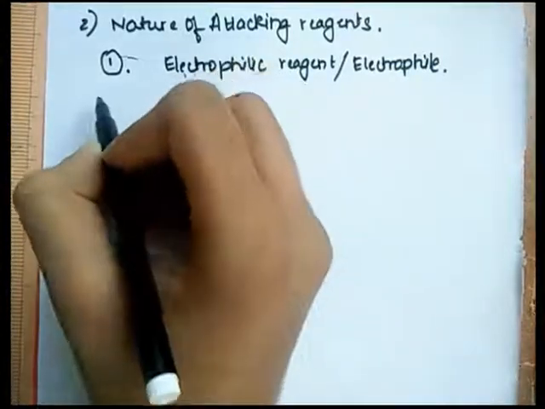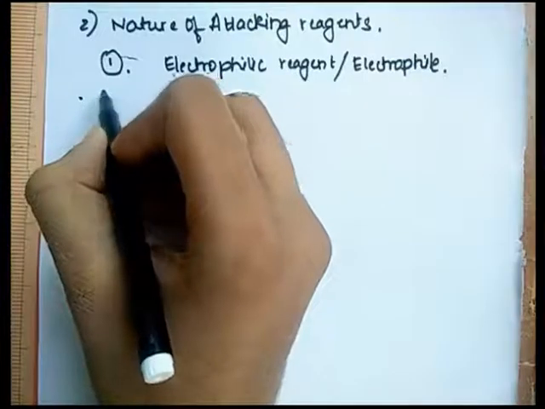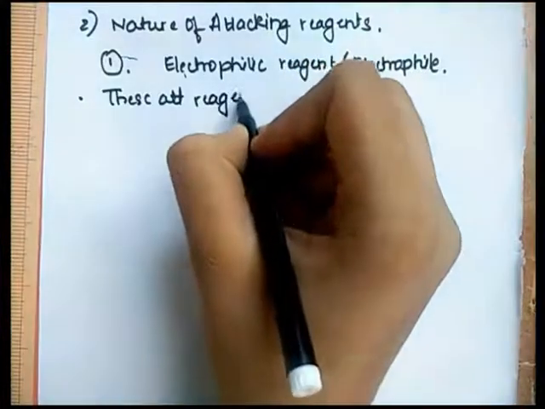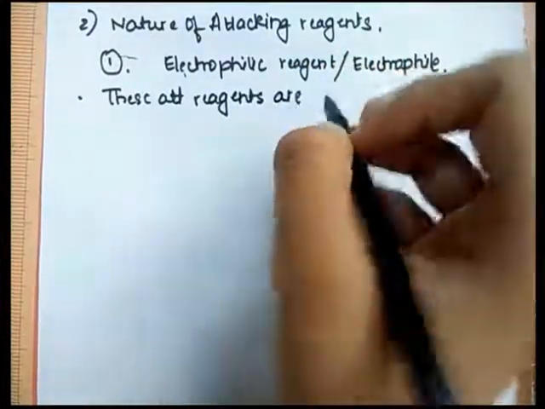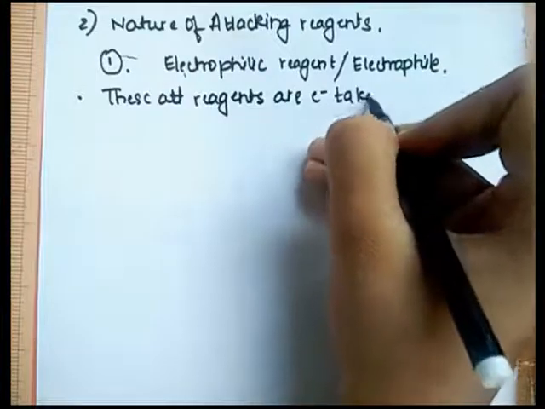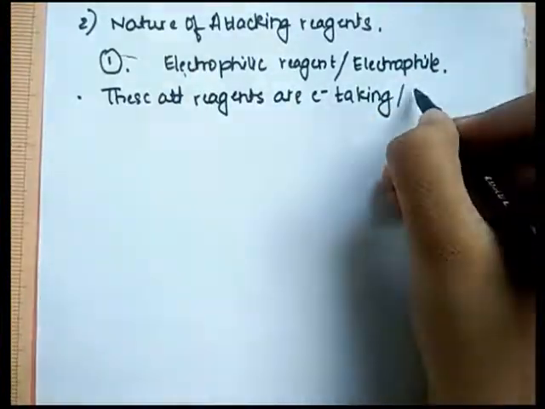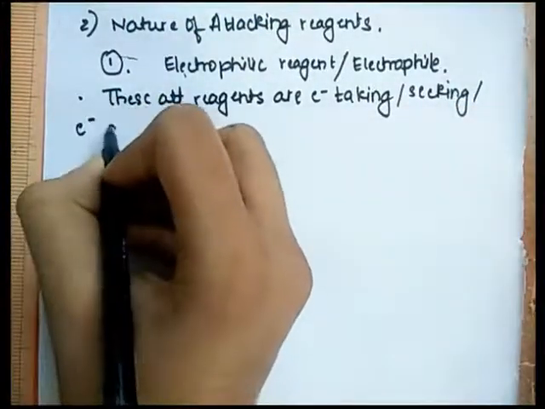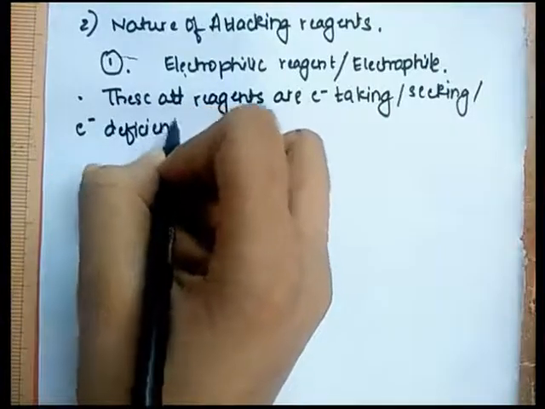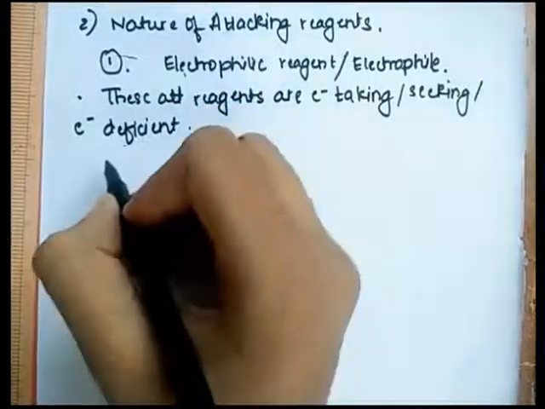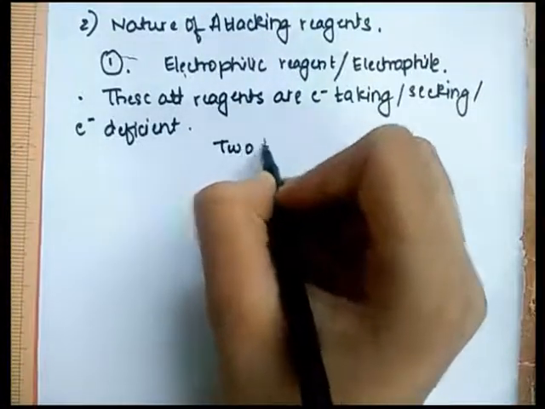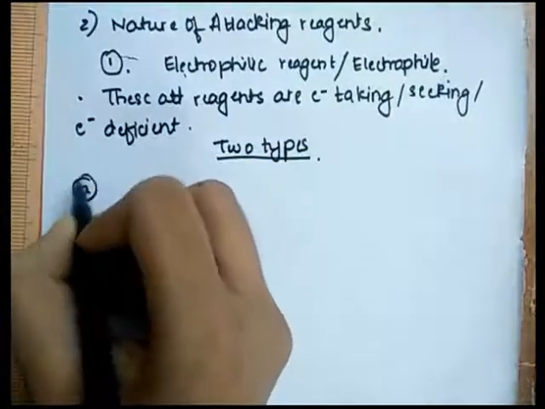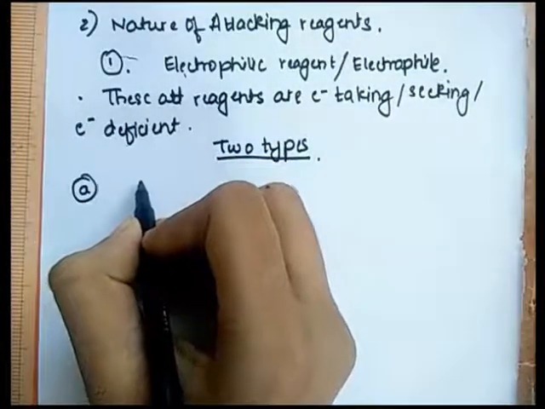So to write it in a good way, these attacking reagents are electron taking or seeking, or electron deficient. Again, these can be of two types. The electrophilic reagents are of two types. The first type being charged electrophiles.